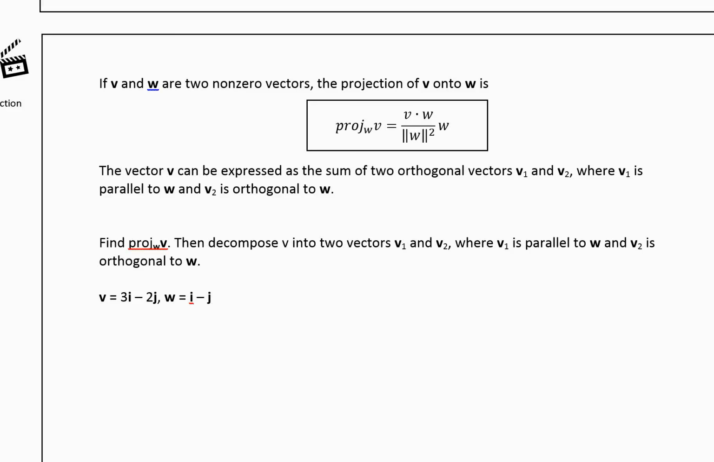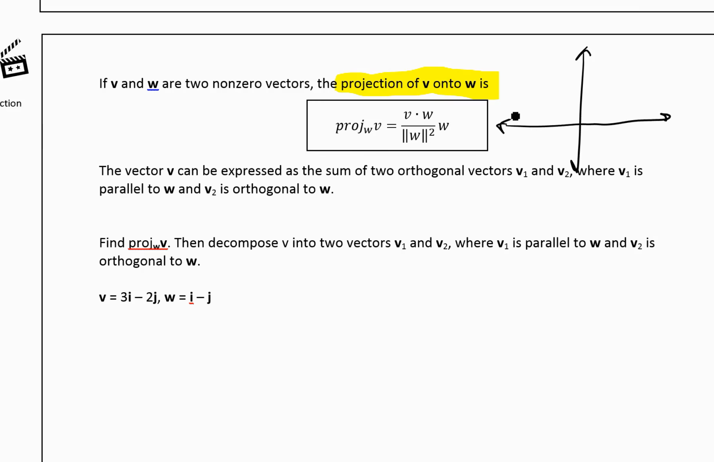Okay, so we've got one more term we're going to talk about with vectors here, and this is the projection of V onto W. And we're going to give a formula here of how to find it, but let me explain what that means.